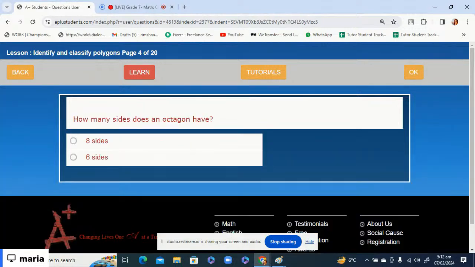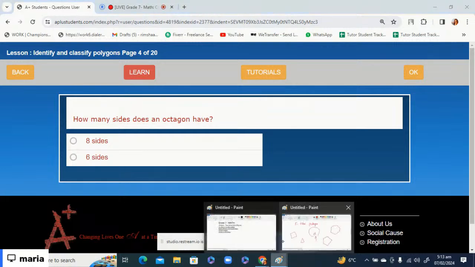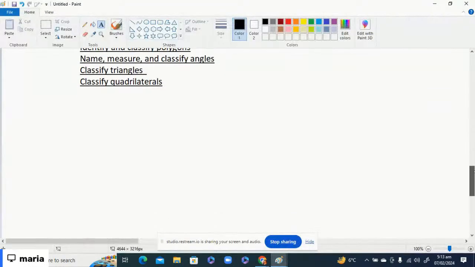Okay. So how many sides does an octagon have? What is the shape of the octagon? First, we draw the shape of the octagon, and then you tell me. Okay. Then how many sides? We will just discuss it. Now look. What is the shape of the octagon?